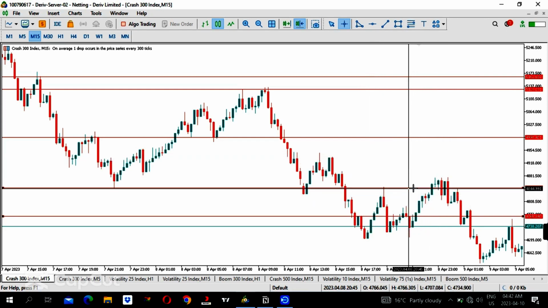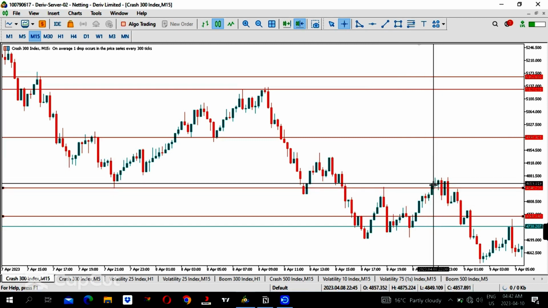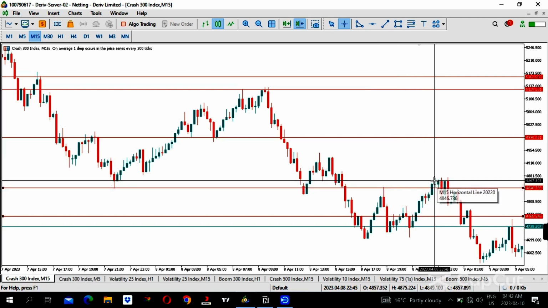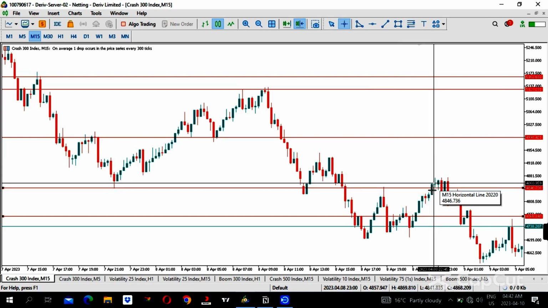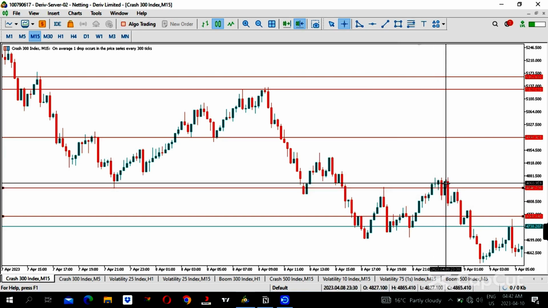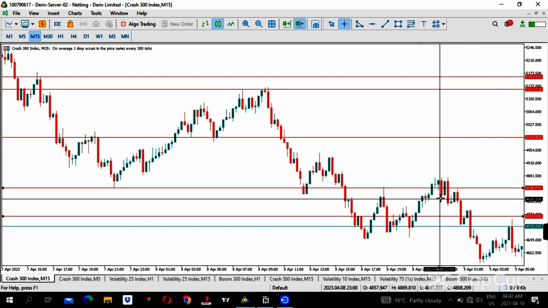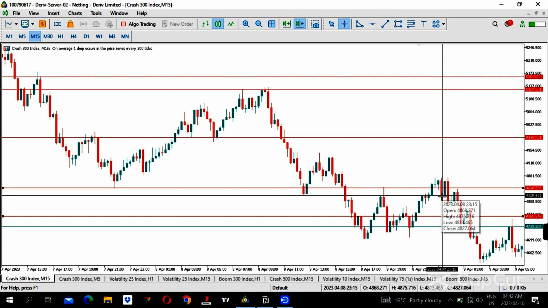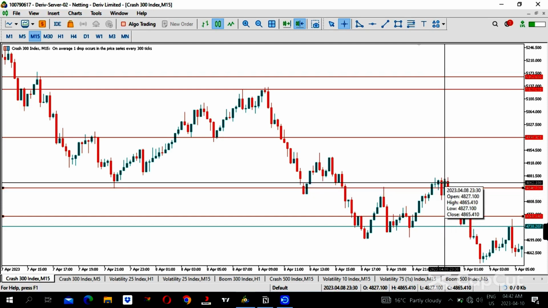So right here on the resistance zone, we do enter for a sell. We've got a weak rejection over there, a slow down in momentum because we are still consolidating. So you enter over here on this engulfing candle right here, and it pulls back on you.